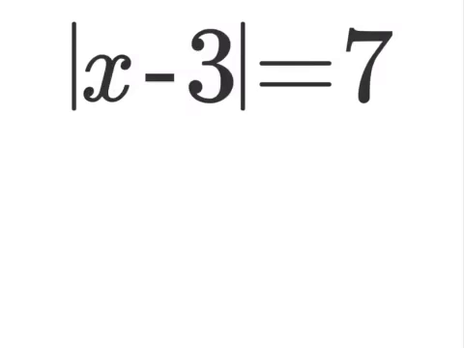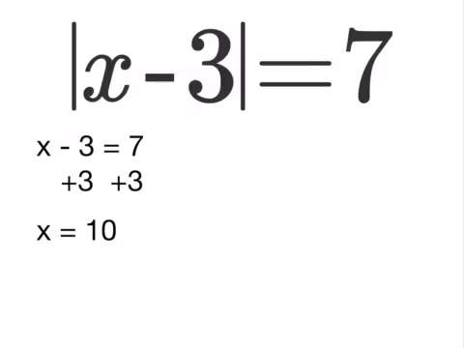Now when we're doing an absolute value equation, there are actually two possible answers where the absolute value of x minus 3 will equal 7. The first is where we just take the equation as is written. x minus 3 equals 7. We would add 3 to both sides. x equals 10. Simple.